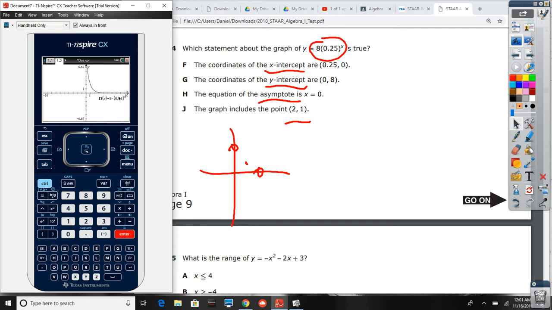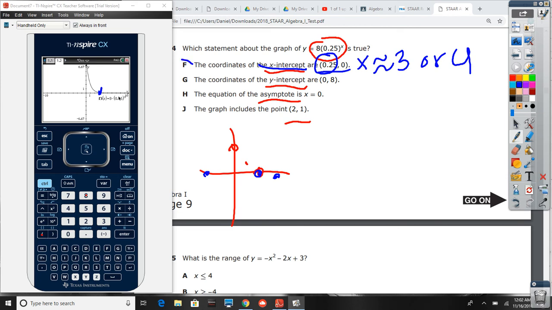So let's look at x-intercept. And I'm going to make this one in blue. X-intercept is where it touches the x. So I'm looking for a point on the x-axis. And it seems to be somewhere around here, either at 3 or 4, right? And it says that the x-intercept is at 0.25. That's not true. The x-intercept is at about 3, maybe 4, right? We're not sure, but we're definitely sure it's not 0.25. So I can cross out f.